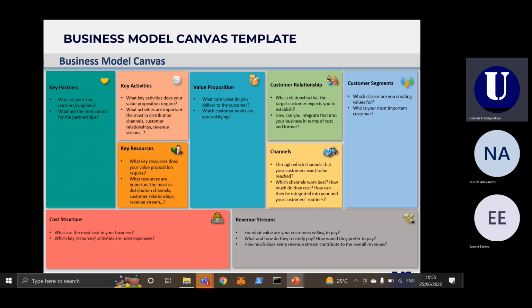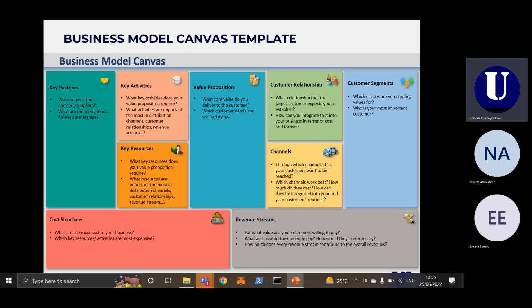And that is the very first thing you do: your customer segments. After your customer segment, you define your value proposition. What core value do you want to deliver to your customer? Which customer needs are you satisfying? And then you talk about your customer relationship. What relationship does the target customer expect you to establish? What kind of relationship do you want to have with your customer as a business? How can you integrate that into your business in terms of cost and format?